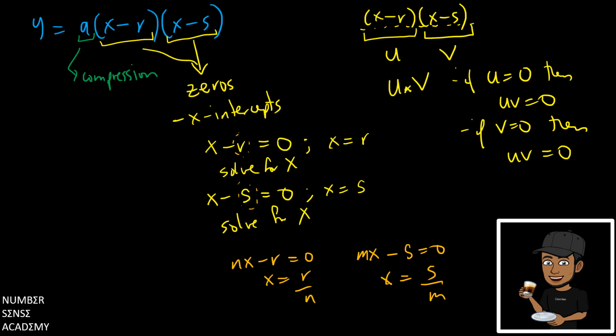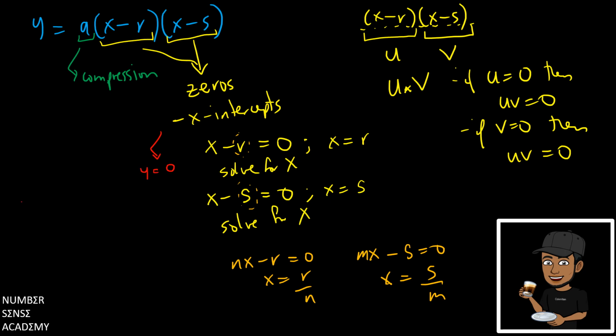Right. So also, the key piece though that we can't forget is that even though we're saying x minus r is equal to 0 and x minus s equals 0, this stems from this very important point that for the x-intercepts, y is equal to 0.